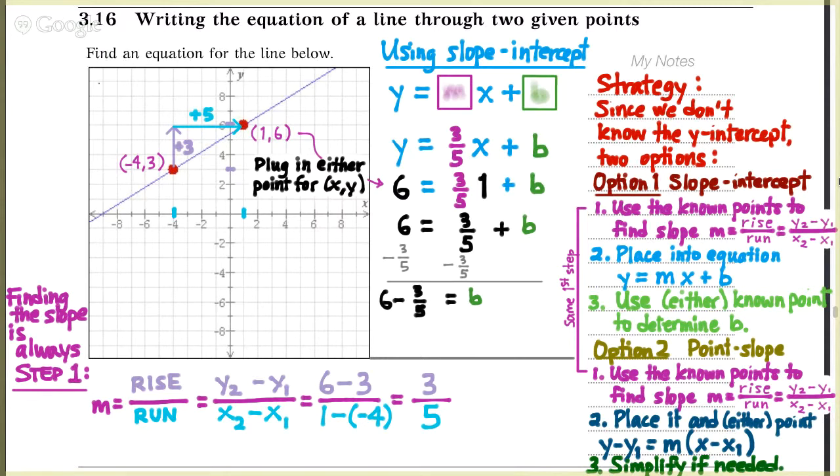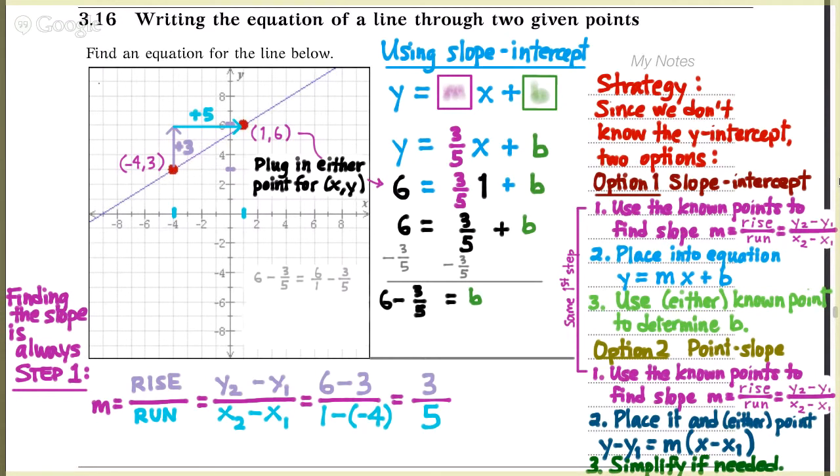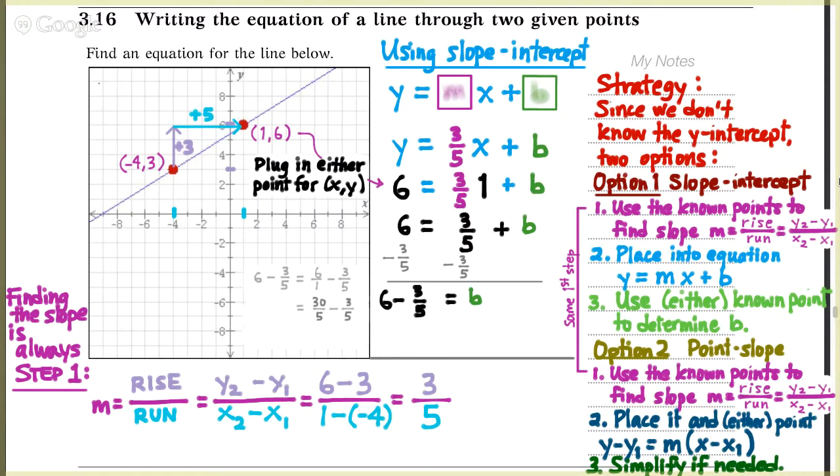And now you pull on your fraction arithmetic hat. Remind yourself to subtract 6 minus 3/5. We need a common denominator between 6 over 1 and 3 over 5. The best choice for a common denominator here is 5. So we'll bring both fractions into denominators of 5. 3/5 is already there, but 6 over 1 we can bring into fifths by multiplying the numerator and denominator by 5, giving us 30/5. And then 30/5 minus 3/5 is 27/5. So b is equal to 27/5, and we've determined that unknown y-intercept.